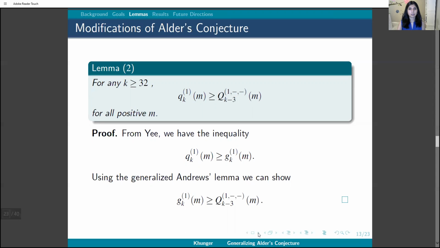Next, we proved lemma 2, which allows us to compare little q sub k and big Q sub k minus 3 double-dash. So again, this looks suspiciously similar to Alder's conjecture, except we have slightly different subscripts of k and k minus 3, and we have superscripts of 1 and 1 double-dash. The proof is precisely the same, where we again use this little g function, and then we use the generalized Andrews lemma to show that this little g function is greater than or equal to big Q sub k minus 3,1 double-dash, thus concluding the proof.